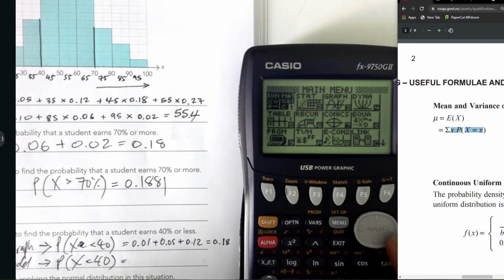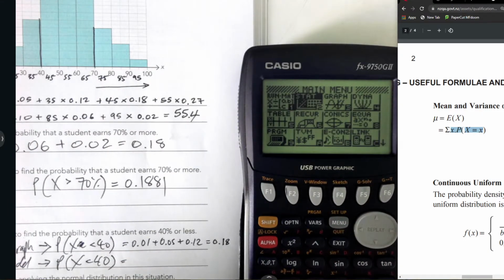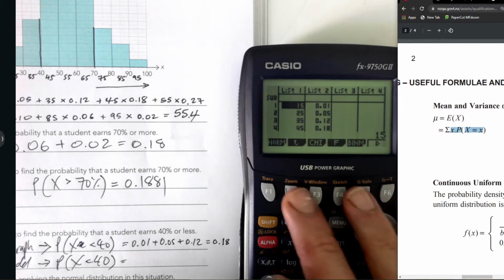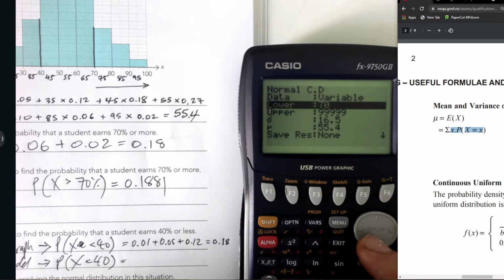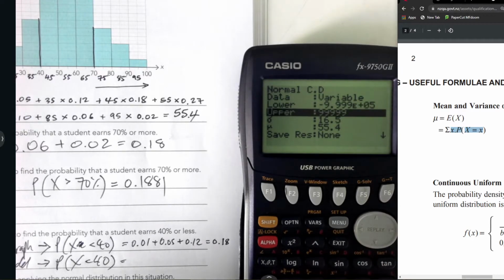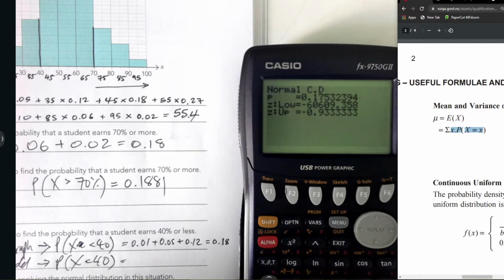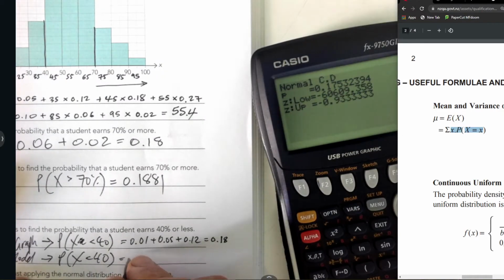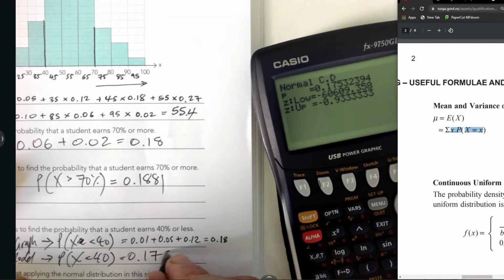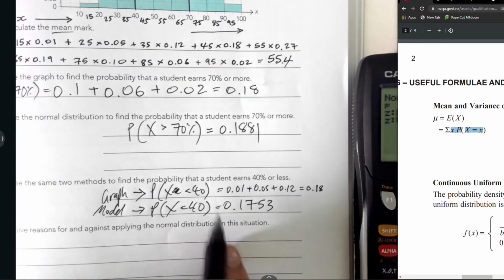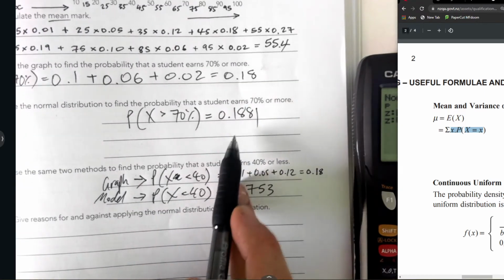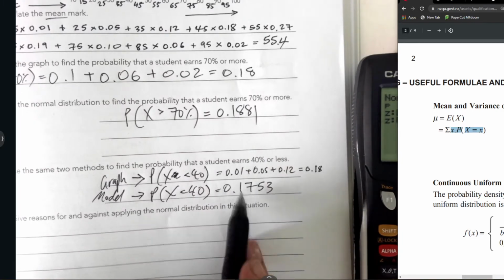Let's go to calculators. You can just use the table method as well, but I just wanted to use the calculator to save time. I've already talked too long in this video. 0.1753. What they want you to notice is how similar that probability is to this. That's why we model things.